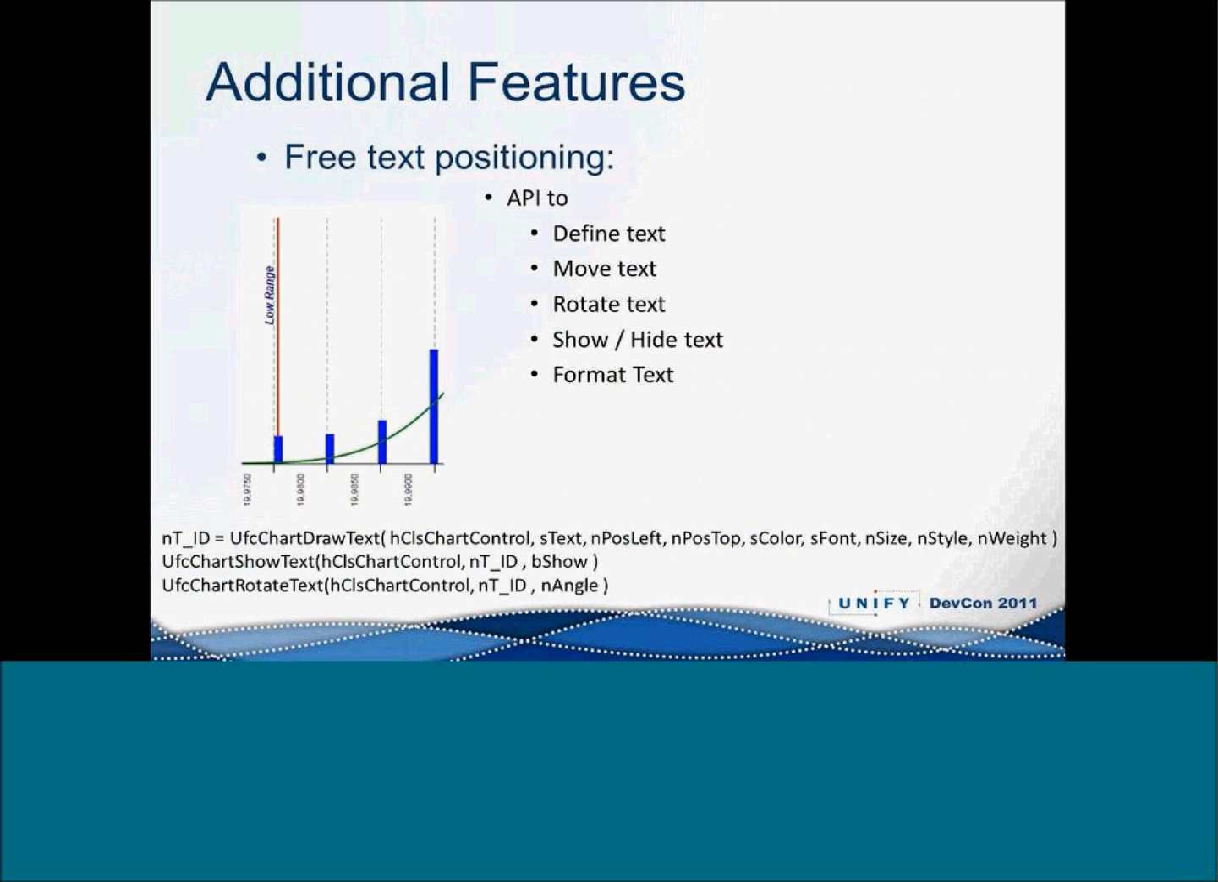Also, we added an API for free text positioning. That means you can define text, you can move text, rotate text, show hide text, and format text with simple C# API calls. So at this point, I display low range on the left-hand side of this red bar. So this is a user-defined line. I know the line is on the special position, and I want to display this one in a special color with a special font, size, and style, and so on.